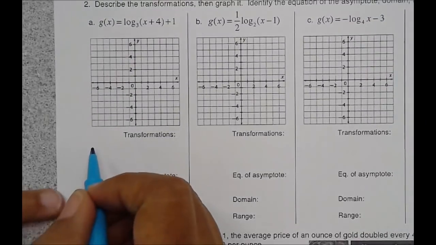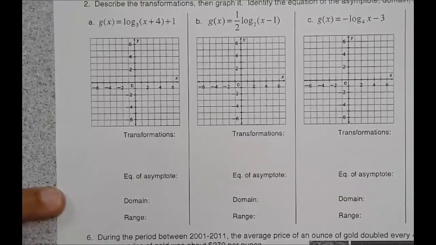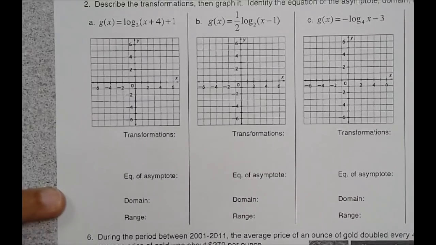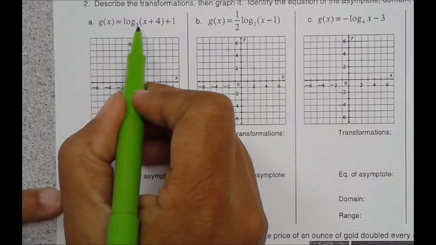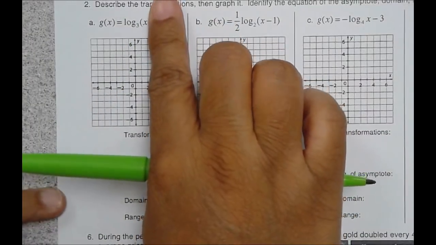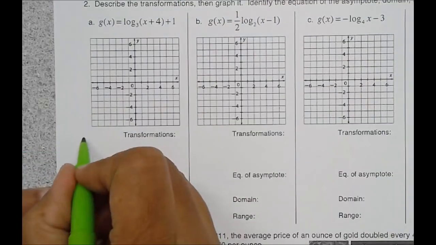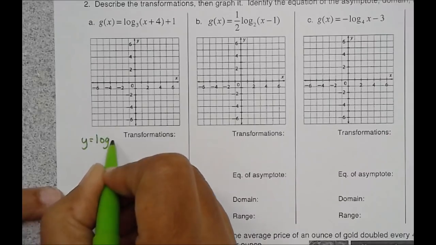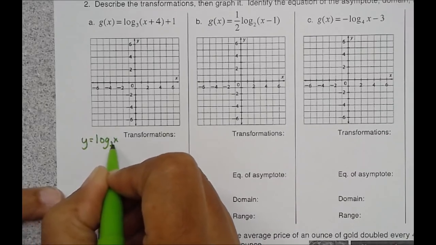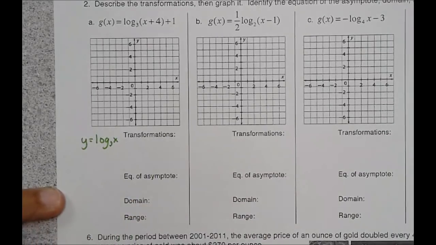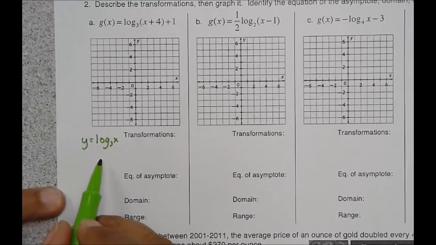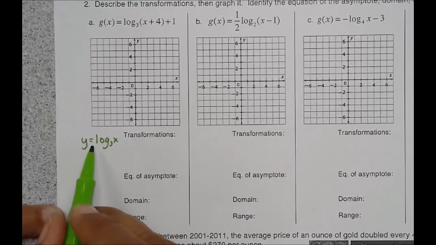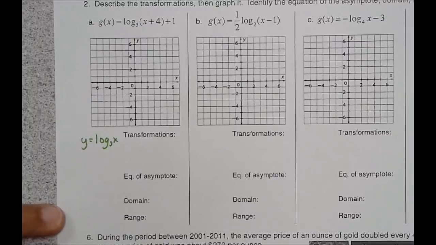So we're going to go ahead and create the parent function. And remember, parent functions simply get rid of the a, the h, and the k. It's just going to be log base 3 of x. We're getting rid of the h and the k. Okay? So y equals log base 3 of x. That's our parent function. And we're going to be using this right here to help us fill out a table.